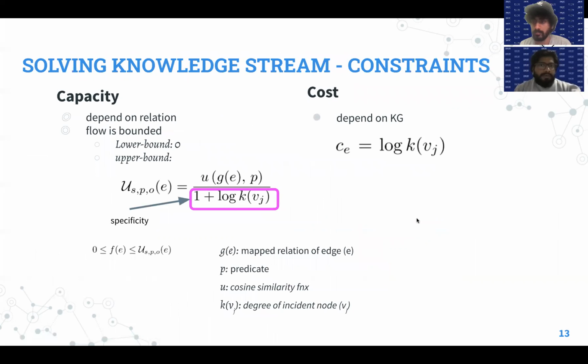And now we are going to define the bigger picture where we are going to define and formulate the optimization problem. First, we are going to define the constraints, one is capacity and the other one is cost. In terms of capacity, the knowledge flow through each path is going to be bounded by zero and the upper bound that is in this expression here. And then we are going to define the cost in terms of node degrees of the incident node.